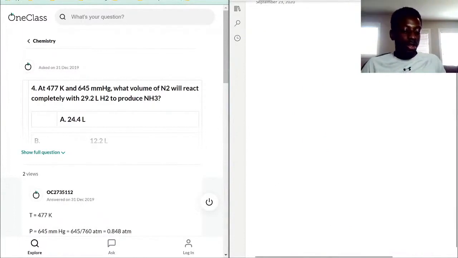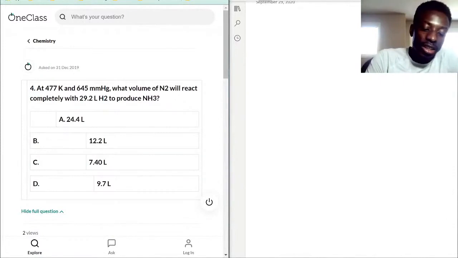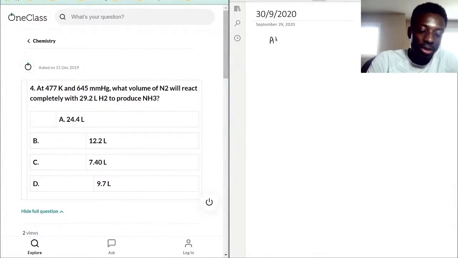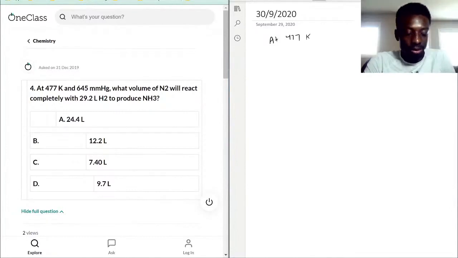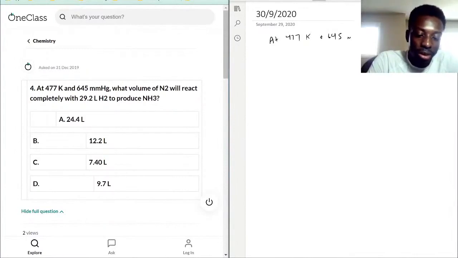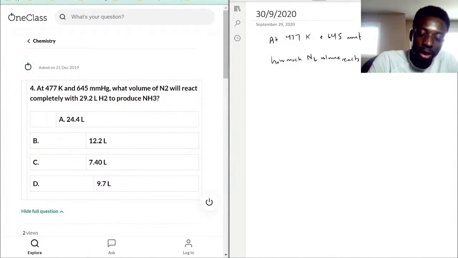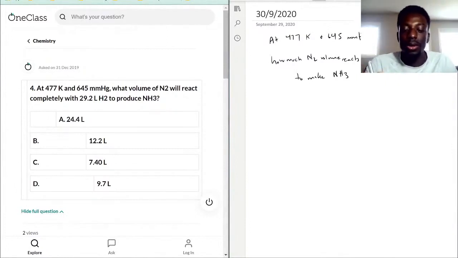Alright, so now let's see this question here. Let me just start from the top. At 477 Kelvin and 645 millimeters of mercury, that's just a way to read atmospheric pressure, what volume of N2 reacts completely with H2? How much of it? 29.2 liters, to produce NH3. So the first thing we do here for this equation, we solve the formula.